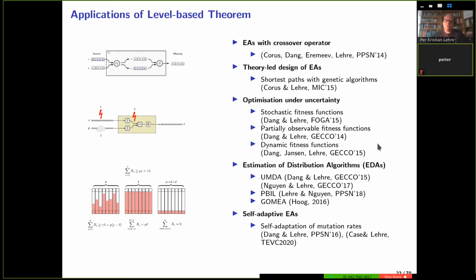This was, for example, used to design an algorithm to compute shortest paths with genetic algorithms. It's also been used to analyze evolutionary algorithms where you have noisy fitness functions, or partially observable fitness functions, or also dynamic fitness functions. There's a whole range of work on using this for analyzing estimation of distribution algorithms. And recently we also applied it to analyze self-adaptive evolutionary algorithms. This is where some of the parameters of the algorithm are encoded in the genome of the individuals.